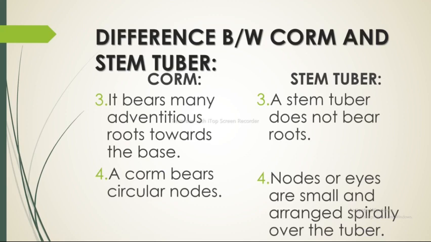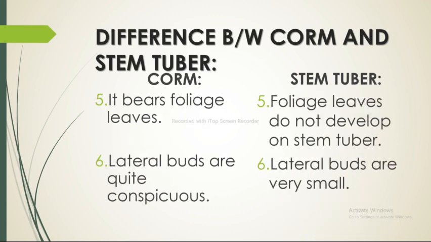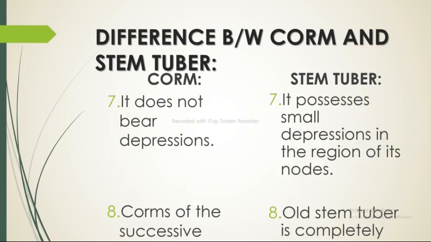Corm, it bears many adventitious roots towards the base. Stem tuber doesn't bear roots. A corm bears circular knots, and the knots or eyes are small and arranged spirally over the tuber. Corm, it bears foliage leaves, and stem tuber, the foliage leaves do not develop on the stem tuber. Corm, the lateral buds are quite conspicuous, and stem tuber, the lateral buds are very small. Corm, it doesn't bear depressions. Stem tuber, it possesses small depressions in the region of its knots.